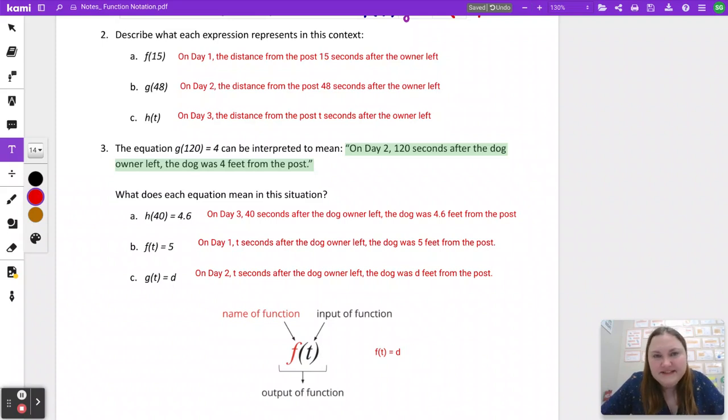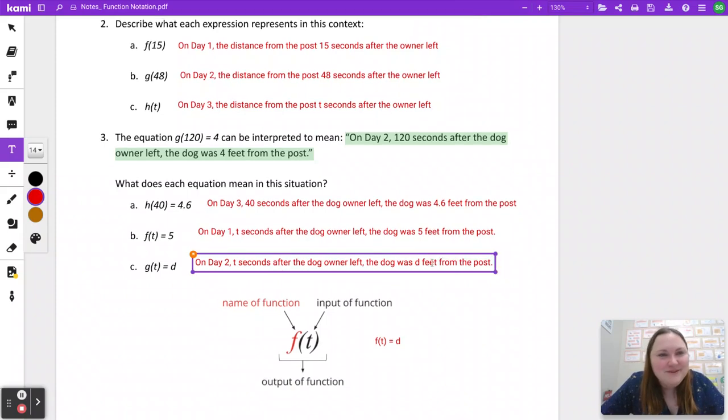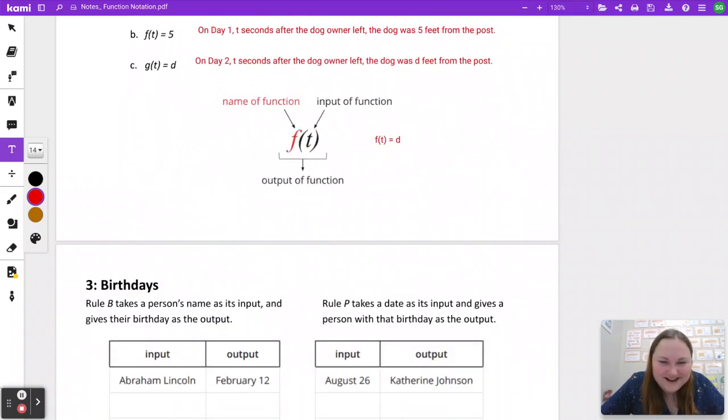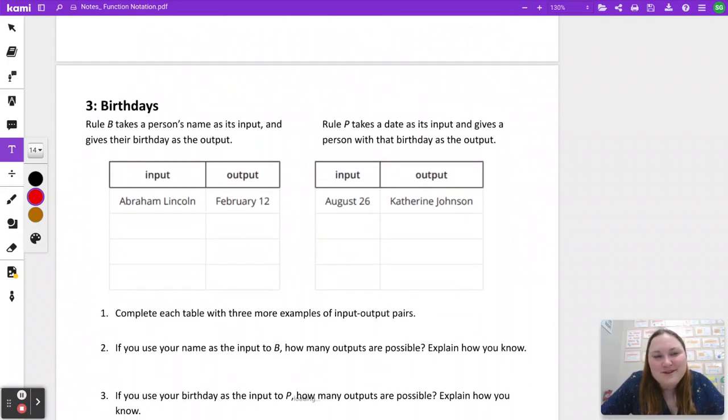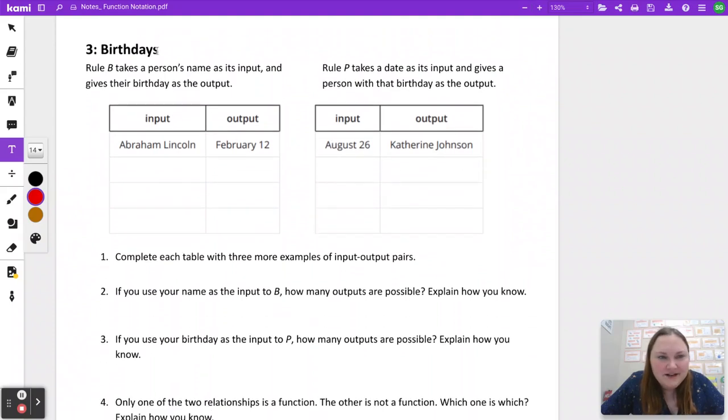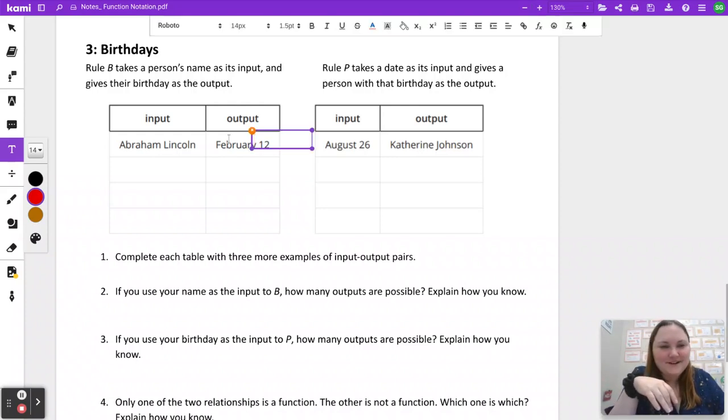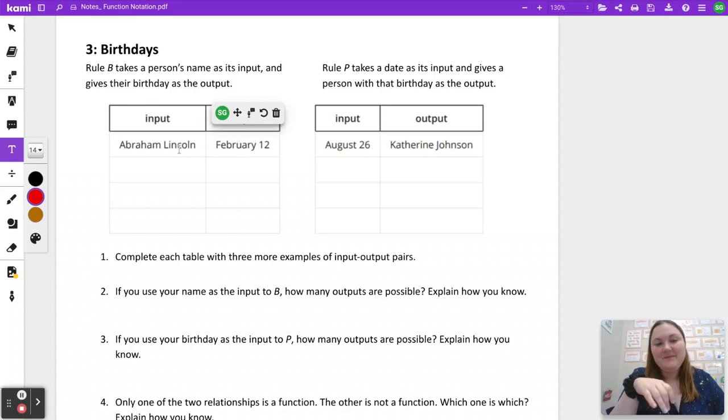So at this point, we've introduced this idea of function notation. Like I said, we're going to keep practicing it this whole unit. We do have one last opportunity to practice it down here, where we're going to talk about birthdays. And so in this last part here, there are 2 rules that are going to describe the way we fill in this table. Rule B, this first one, takes the person's name as its input, and it gives their birthday as the output. So kind of think of it like Google. I'm typing in the person's name, and out comes the person's birthday. So for example, you put in Abraham Lincoln, and the output, the birthday, is February 12th.